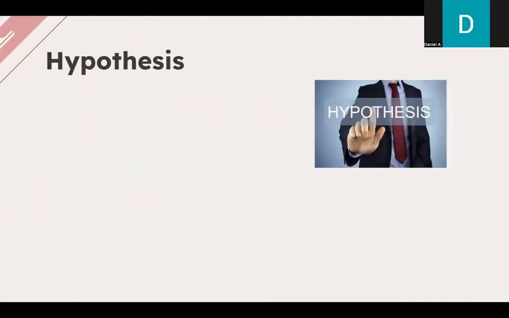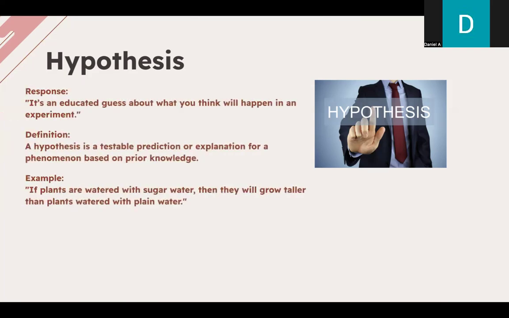Now, the easiest one, a hypothesis. One response says it's an educated guess about what you think will happen in the experiment. Yeah, basically. My definition is a hypothesis is a testable prediction or explanation for a phenomenon based on prior knowledge. Example: if plants are watered with sugar water, they will grow taller than plants watered with plain water.